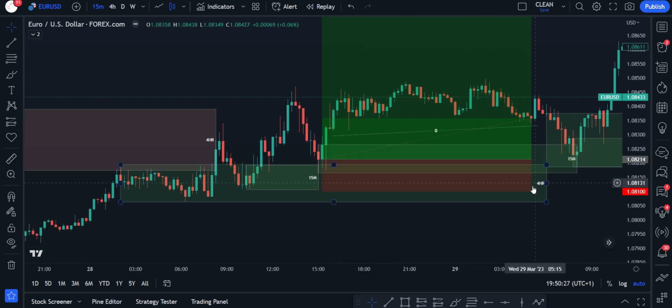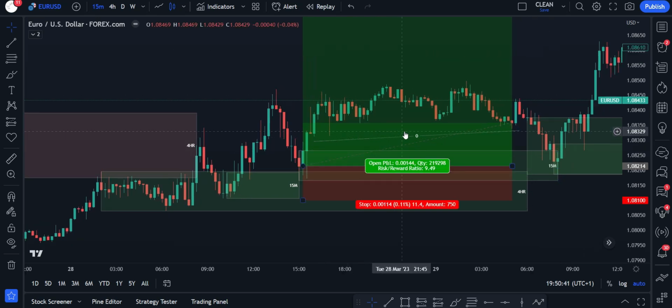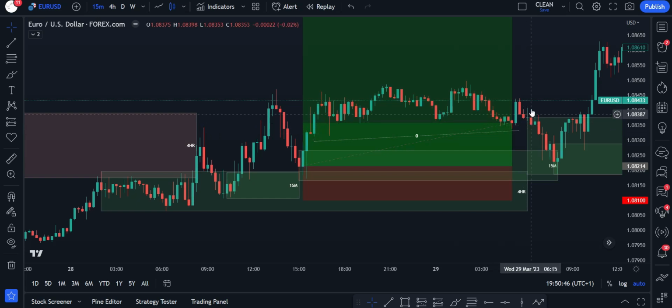So in that 4 hour demand, there was this 15-minute demand zone. So I used that as my entry. So you can see price came back into it, tapped that 15-minute demand, and then pushed up again, coming over Asia overnight. We had a build of liquidity.